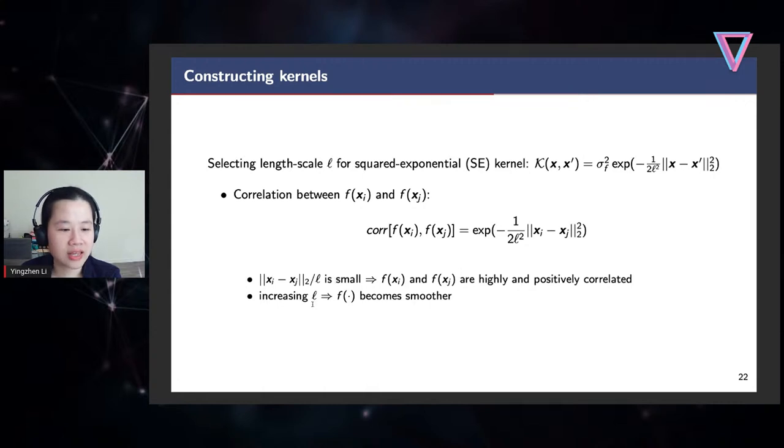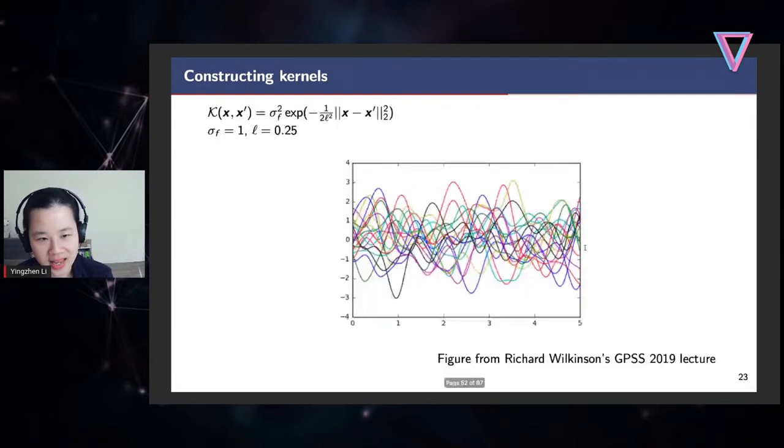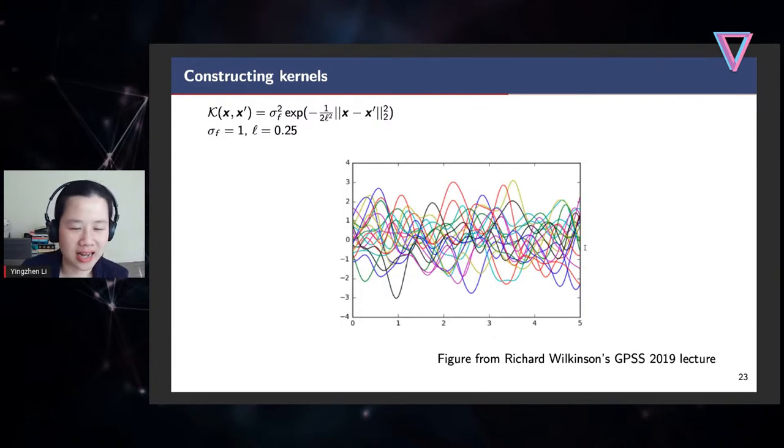And if you increase L, this term becomes smaller, which means the correlation becomes higher, even for data points that are reasonably far apart from each other. That means your function will become smoother. This is definitely visualized in these examples.